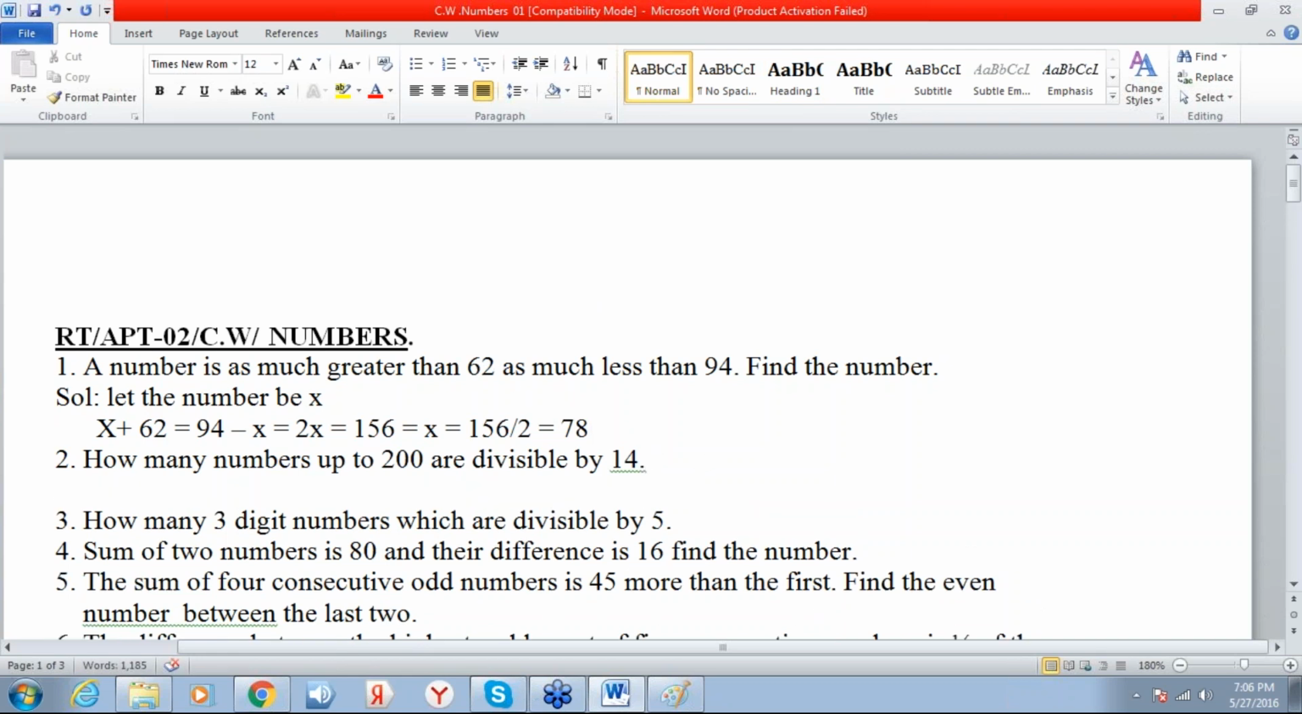How many numbers up to 200 are divisible by 14? Simply divide 200 by 14. Whatever value arrives on the quotient side, that is the answer.